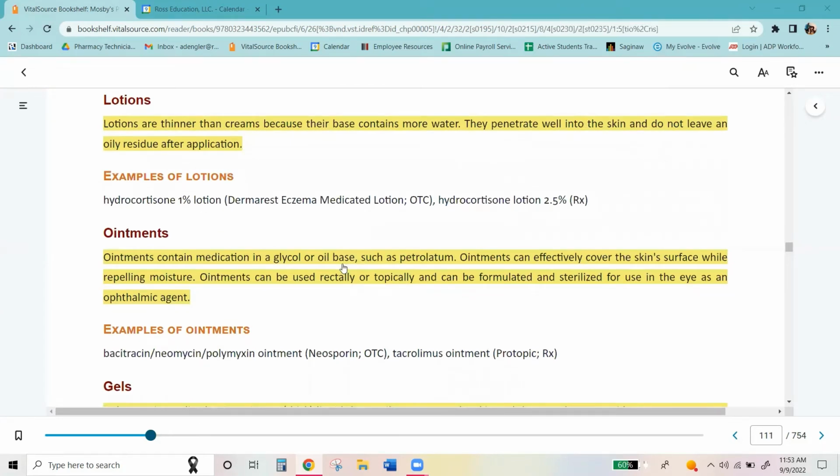Lotions are thinner than creams because their base contains more water. They penetrate well into the skin and do not leave an oily residue after application. Ointments contain medication in a glycol or oil base, such as petroleum. Ointments can effectively cover the skin's surface while repelling moisture. Ointments can be used rectally or topically and can be formulated and sterilized for use in the eye as an ophthalmic agent.